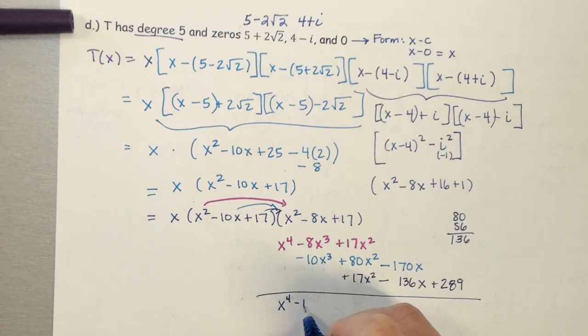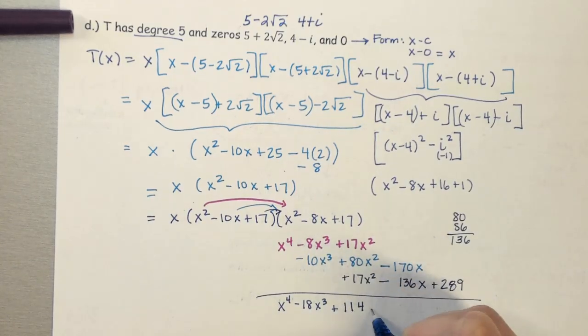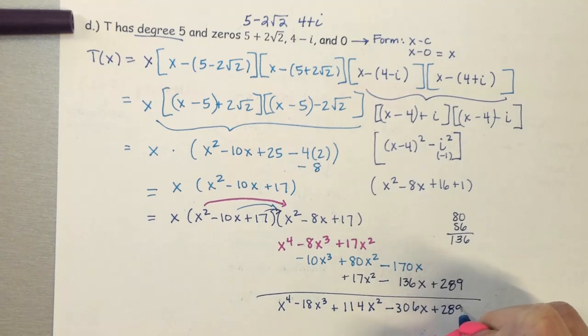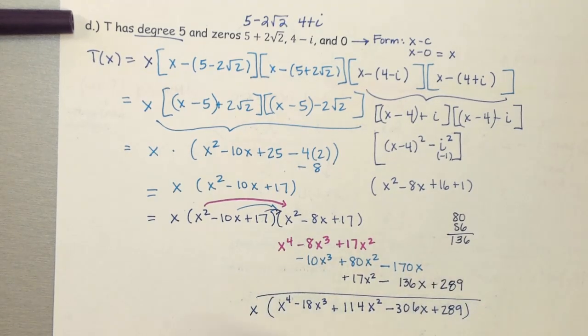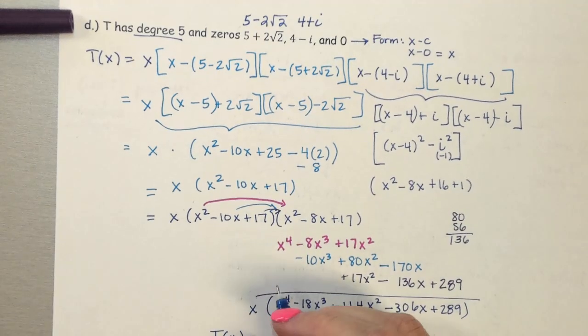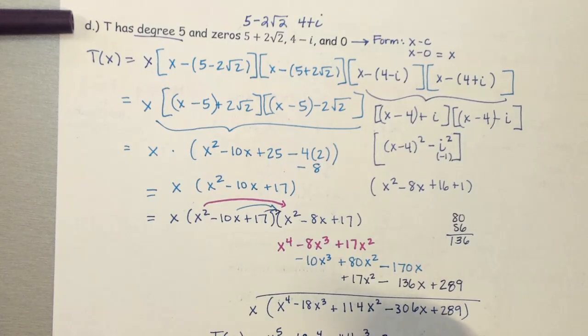So x to the 4th minus 18x cubed plus 7 and 7 is 4. And then that would make 11. Those are both negative, so 6, 10, 306. And then I just like multiplying everything by x at the end. And this guy is called t of x. When I multiply everything by x, the exponents go up by 1.